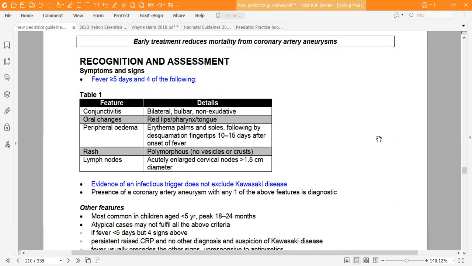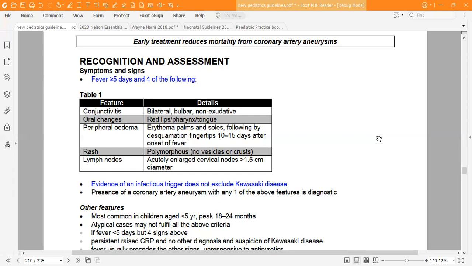It could be conjunctivitis. It should be bilateral, bulbar, non-exudative. Oral changes: red lips, pharynx, tongue. Peripheral edema, erythema in the palms and soles, followed by desquamation of the fingertips 10 to 15 days after onset of fever. So the desquamation of fingertips is not an early sign we can see. It takes time to peel. It takes 10 to 15 days for desquamation to happen after the onset of fever.